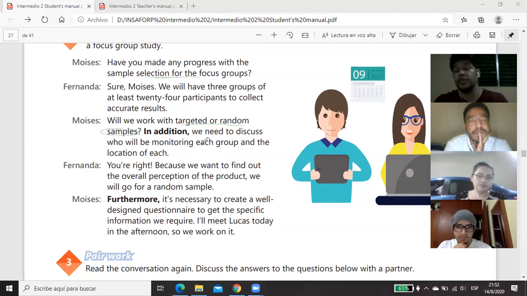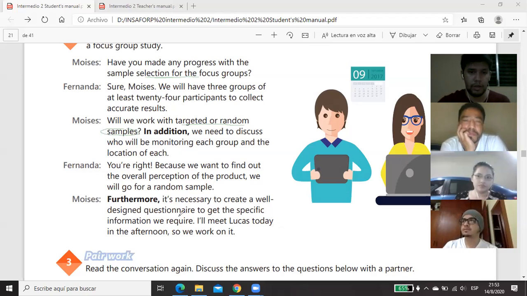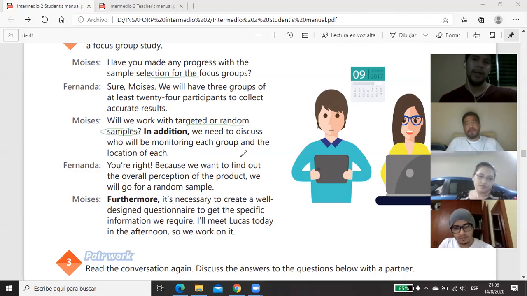You know, if you select any kind of people, or you have a targeted sample, like for example, in Maria Belén's and Claudia's, it was women only. That's actually great. And also another important thing is the questionnaire. So those are important elements of a focus group. And so now you know how to do it. I mean, you know the things you need to consider before you start one.